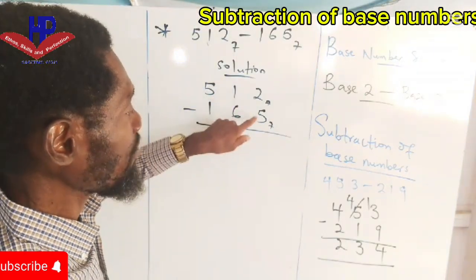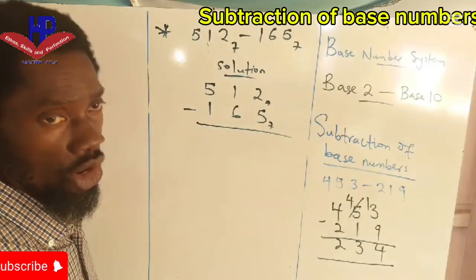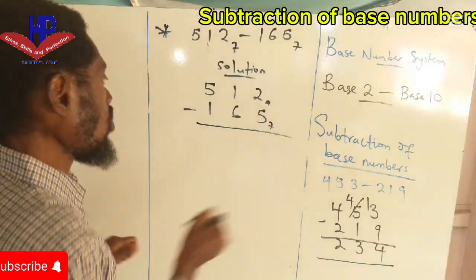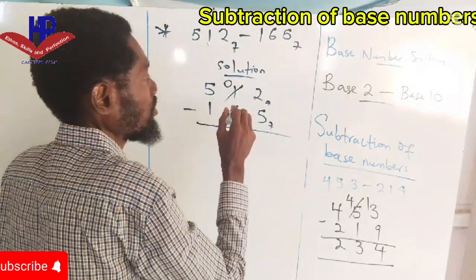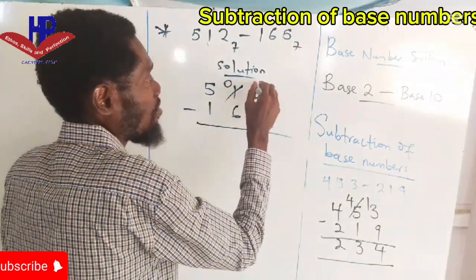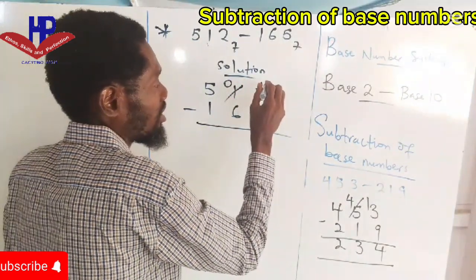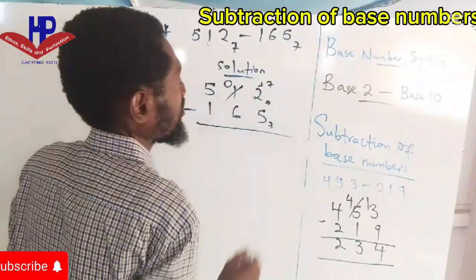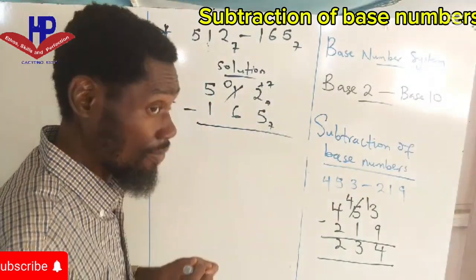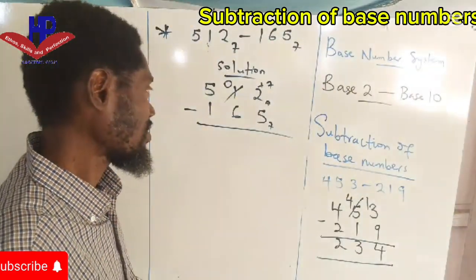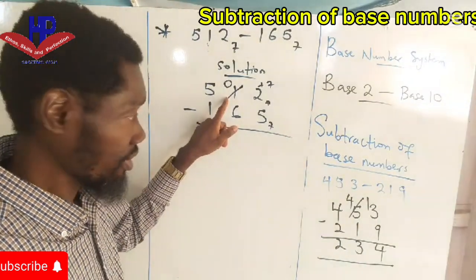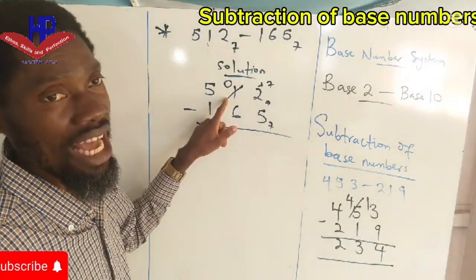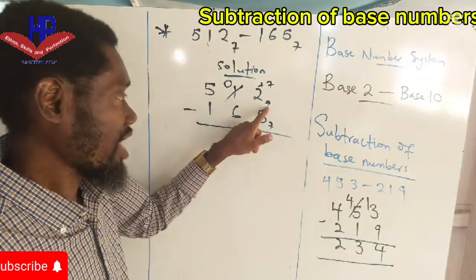2 take away 5 is not possible. So you borrow 1 from 1, you're left with 0. Add that number here. That number you borrowed is not just 1, but it's 7. The number you borrowed is 7, not 1. That one you borrowed here is 7, because the base we are dealing with is base 7.